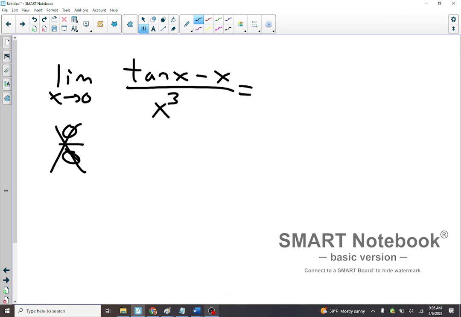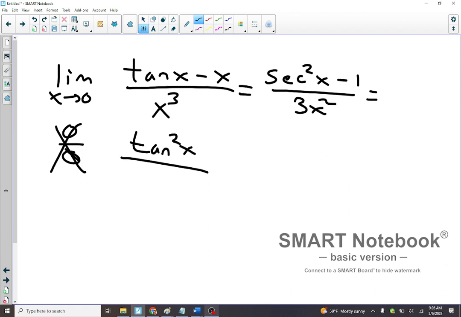So let's derive. What's the derivative of tan? Secant squared. Now what's the derivative of x over here? 1. So secant squared x minus 1 over 3x squared. But that's an identity: secant squared minus 1 is tan squared. Secant goes with tan. So then it's tan squared x over 3x squared.